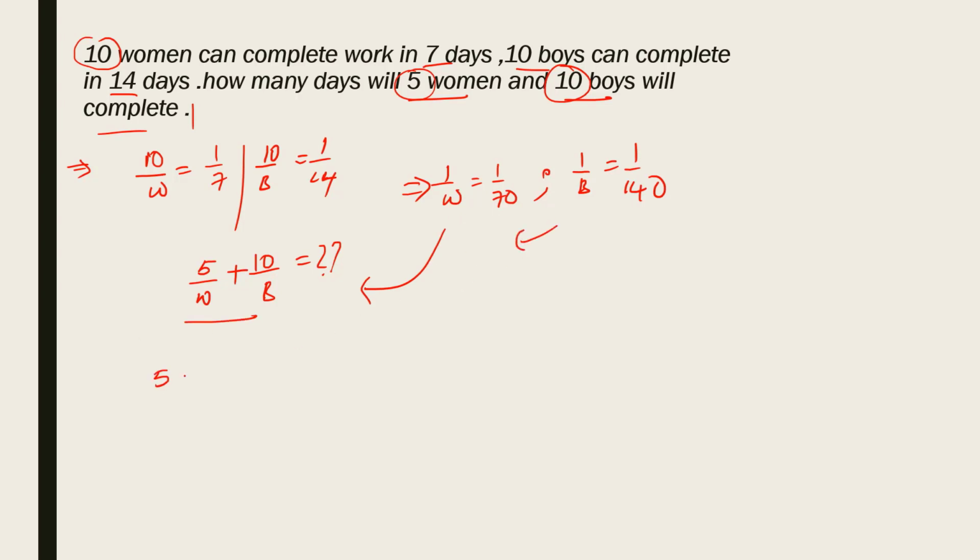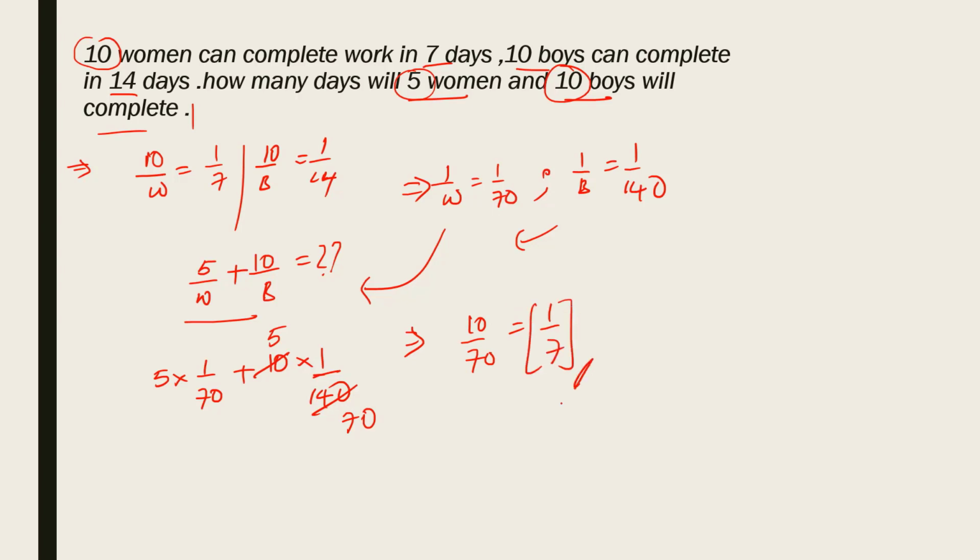So it will be 5 into 1 by 70 plus 10 into 1 by 140. We can make it 2 5s are 10, 2 7s are 14, 70s are 140. The LCM is 140, so this becomes 10 by 70, which is nothing but 1 by 7. The final conclusion is that 5 women and 10 boys will take 7 days to complete the work. This is how you should solve this type of problem.